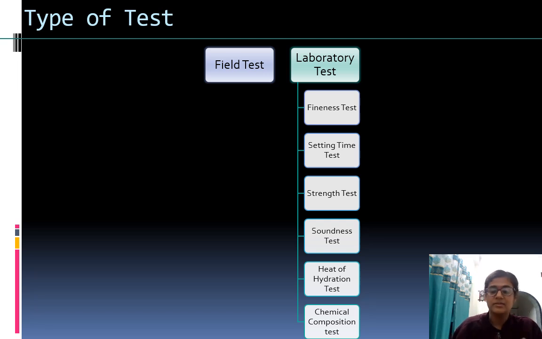We'll cover that in the next slide. The other part is laboratory test, which we do meticulously in labs, labs on site also, and in other quality control sections also. There are a few tests: fineness test, setting time test, strength test, soundness test, heat of hydration test, and chemical composition test. Each of these tests is very important, and why we do it, I'll cover in the next part of the video.